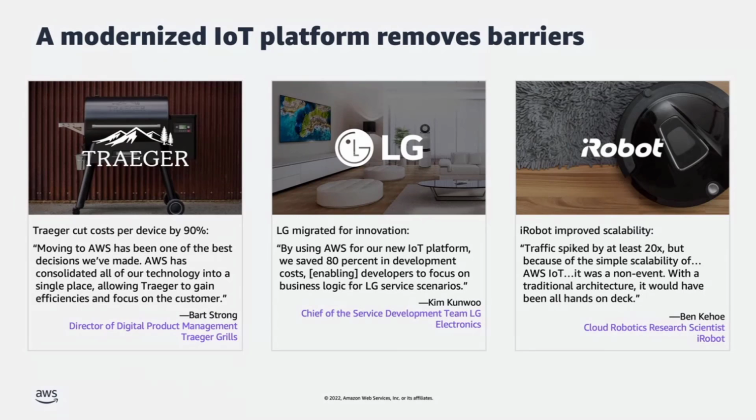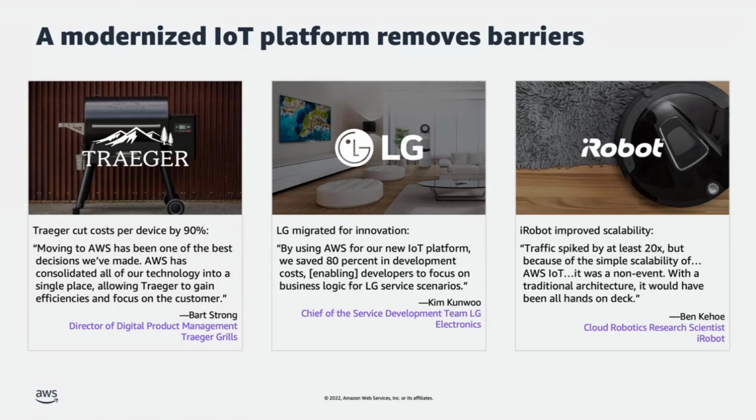And migrating to AWS IoT didn't just provide a platform for long-term success. For example, Traeger also cut their cost per device by 90%. And they migrated 120,000 in-production grills with zero disruptions using the AWS IoT service across their connected grill modules.